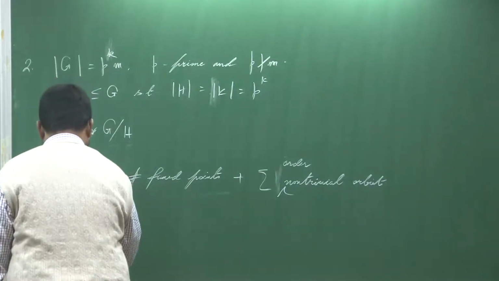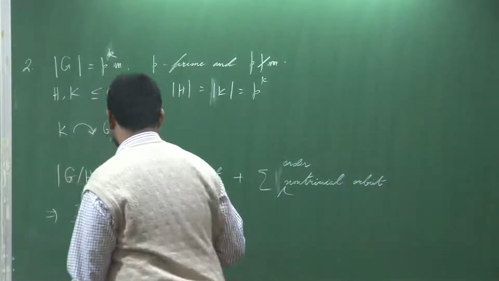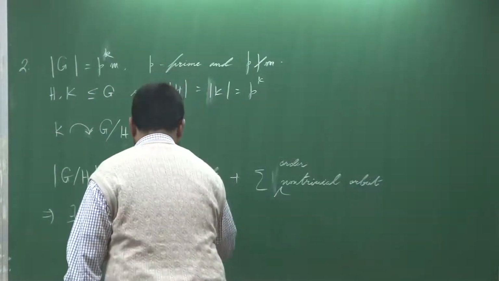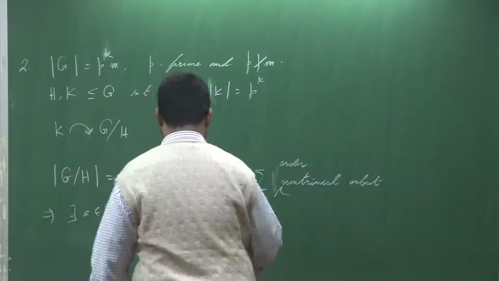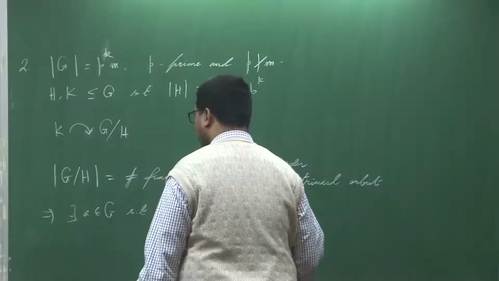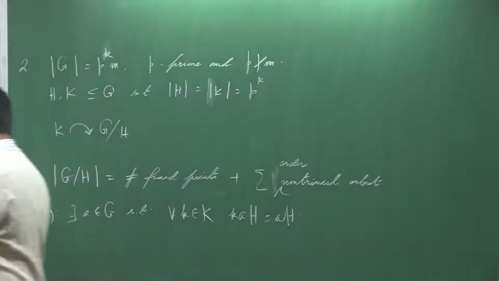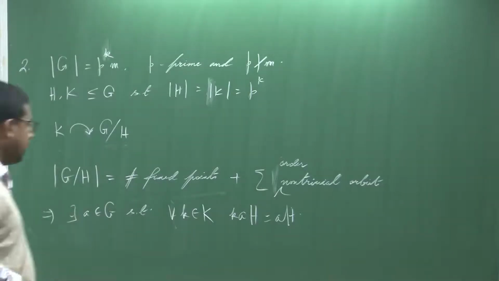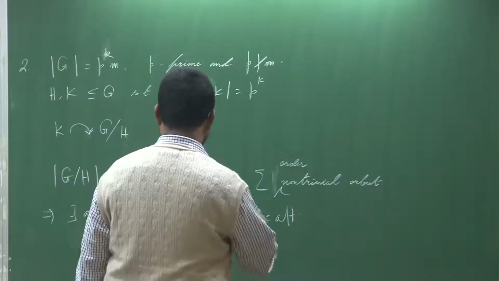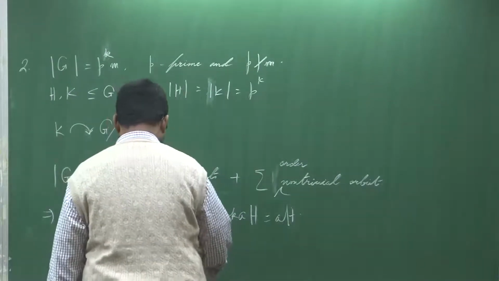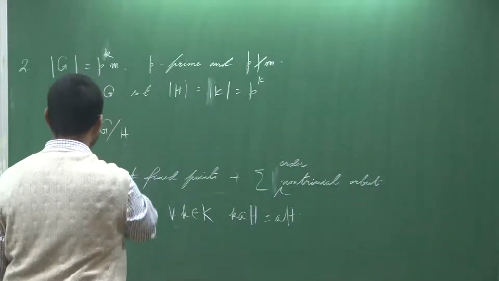Hence, that means there exists a in G such that for every k in K, k aH is aH. So, there is a fixed point for this action.